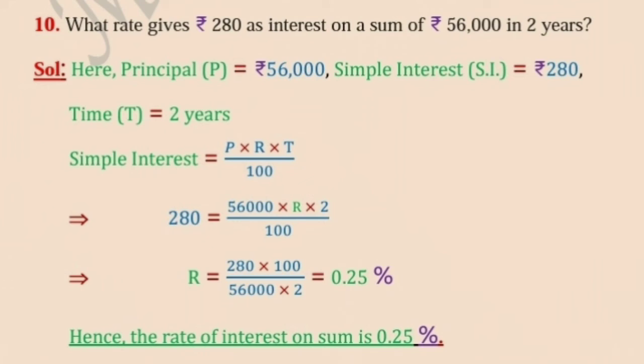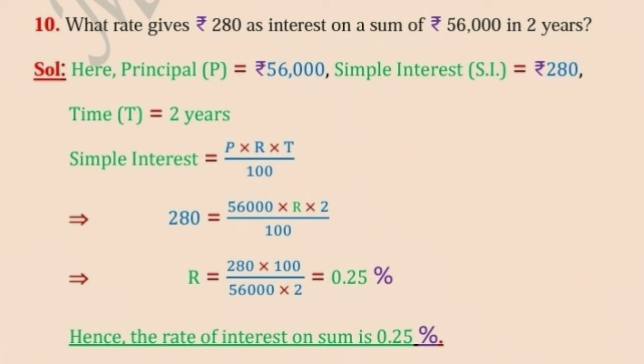Sum number 10. What rate gives rupees 280 as interest on a sum of 56,000 rupees in 2 years? See the solution. Here, principal P is equal to 56,000 rupees. Simple interest SI is equal to rupees 280. Time T is equal to 2 years. Here we have to find out the rate of interest, that is, we have to find out the R.